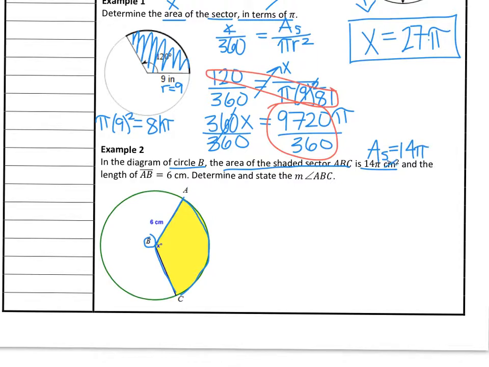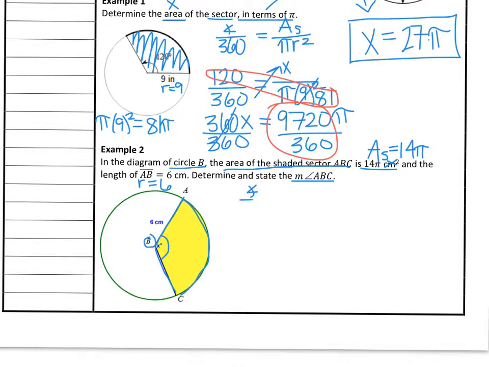Don't put the units into your equation. If they give you units, just ignore them. Don't worry about it. And the length of AB is 6. So A to B, your radius, is 6. Determine and state the measure of angle ABC. So you're finding the central angle.